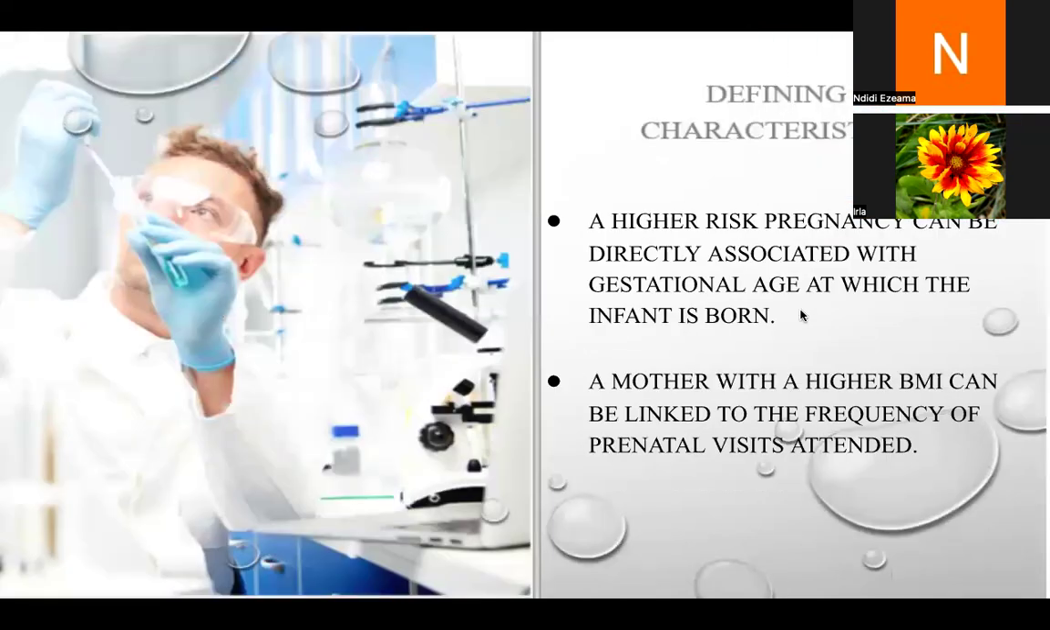So what are some of our defining characteristics we have here? A higher risk of pregnancy can be directly associated with the gestational age at which the infant is born. Another characteristic is that a mother with higher BMI can be linked to the frequency of prenatal visits attended during pregnancy.